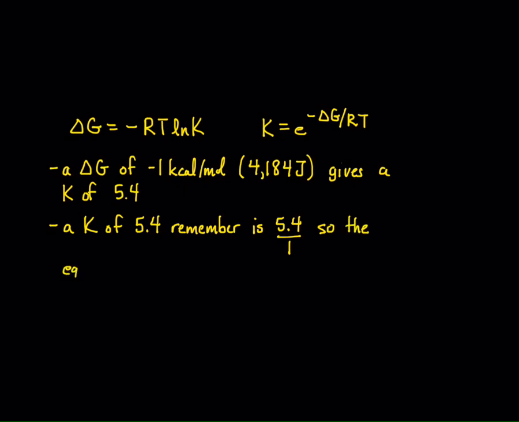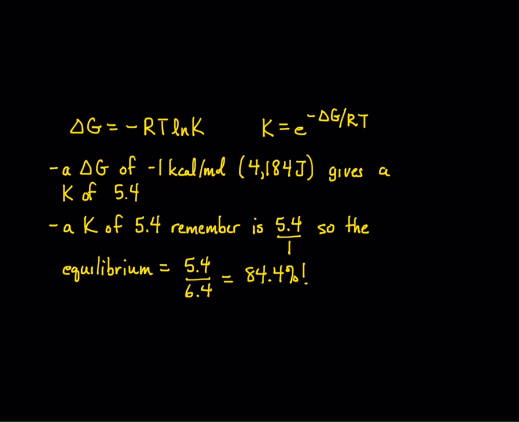So if we think about the equilibrium percentage itself, we simply take 5.4 divided by the sum, 5.4 plus 1, which gives us 6.4, and we get an equilibrium percentage of 84.4% of our products. And therefore, we can expect to see a yield of 84% of our products. And that's not too bad of a yield. In organic chemistry, when we get a yield of 84%, we're pretty happy with that. So that's something to keep in mind.